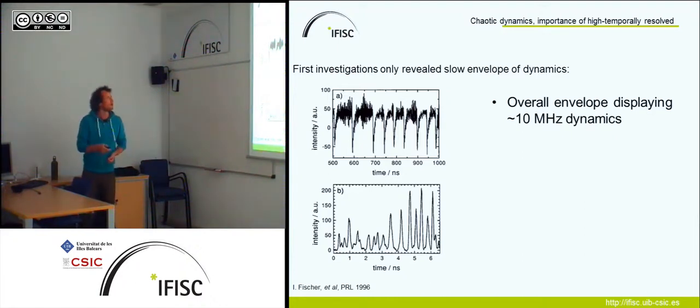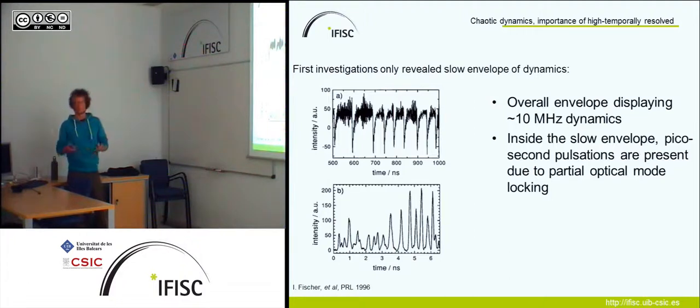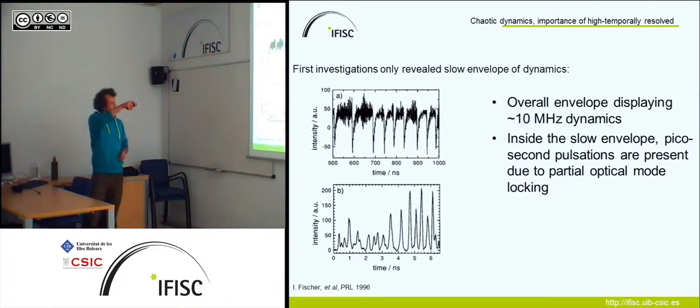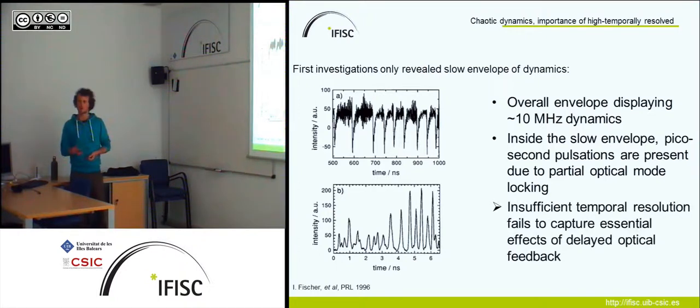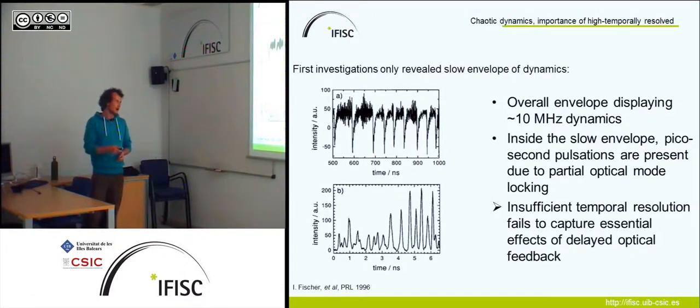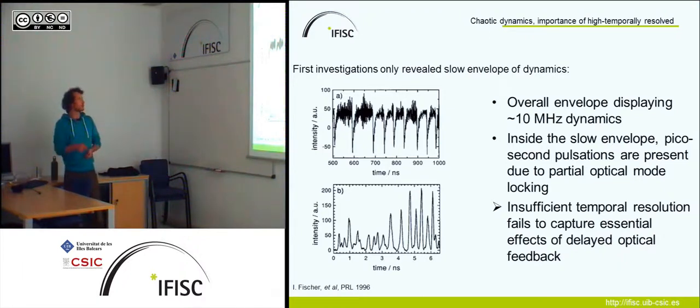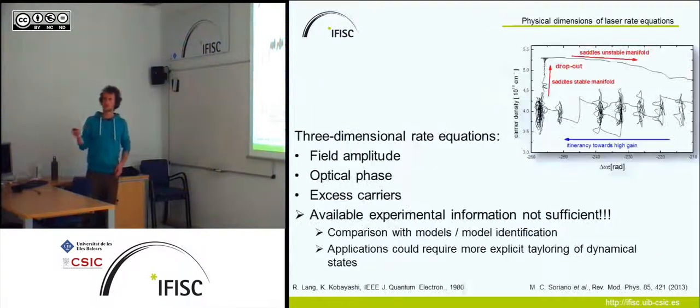The overall envelope here is on tens of megahertz temporal time scales. But inside of this slow envelope, there are already pulsations on the picosecond time scale. They're due to a partial mode locking between all of these different modes which you find on the mode ellipse, because carrier dynamics don't have these kinds of time scales. They cannot react on picosecond time scales. They're typically more on the order of nanoseconds in these lasers. If you measure this system with insufficient temporal resolution, you get a completely different picture, and what you measure is only a part of what is going on.